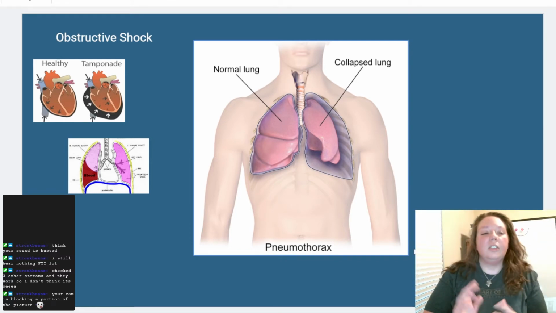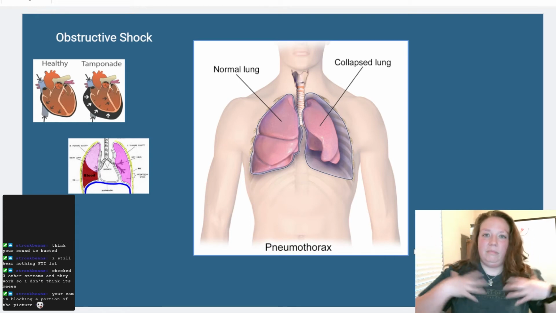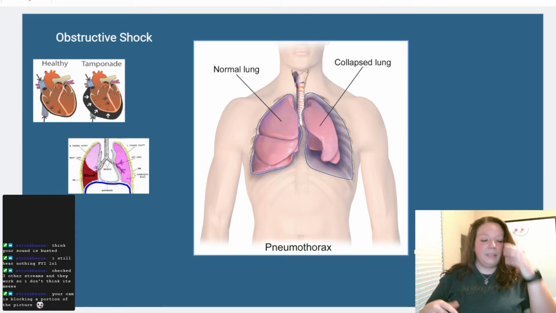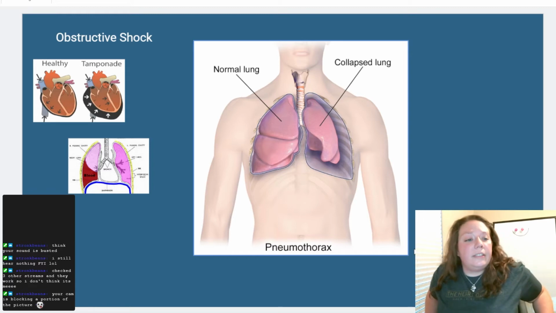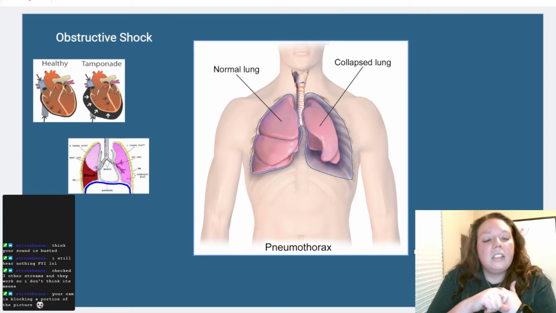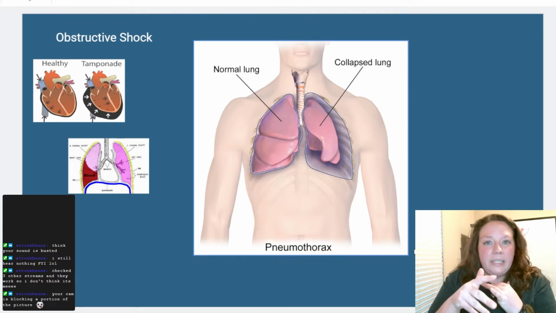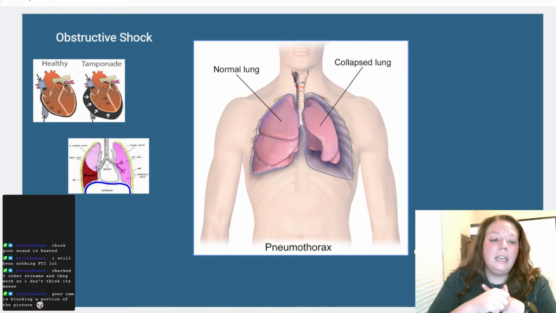Pneumothorax. So what's pneumothorax? Pneumo is air, and thorax is your chest area. Air in the chest. What can cause a pneumothorax? Let's think about that real quick. It's when you pop the lung, basically. So that could be a blunt force trauma, or a stabbing into your chest wall. Anything that can cause air to leak out of the lung and into the pleural space.